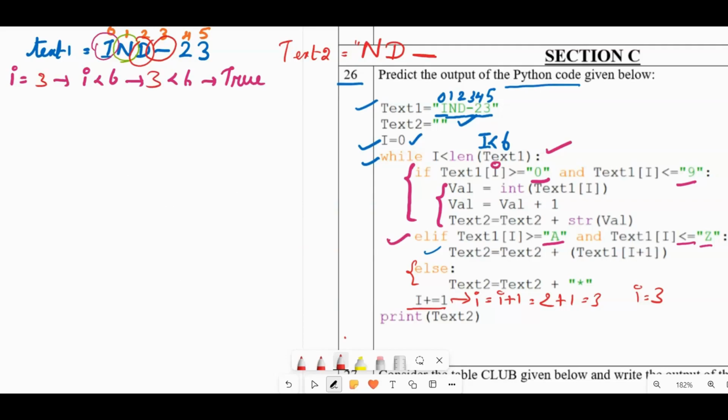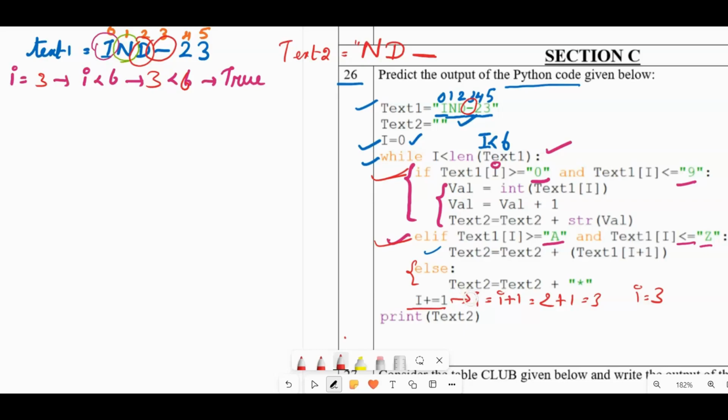So 3 is less than 6. Yes, the condition is true. Okay, it will not go for the if condition because it is a special symbol, right? So in text 1 of 3 we are having hyphen. It will not check for the first if condition, and it will not check for the elif part also, as it is checking for alphabetical characters, and it will move to the else part.